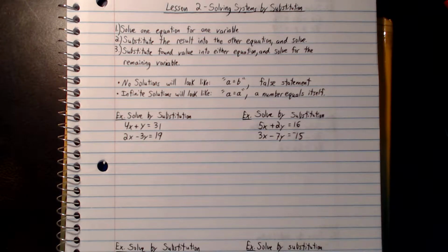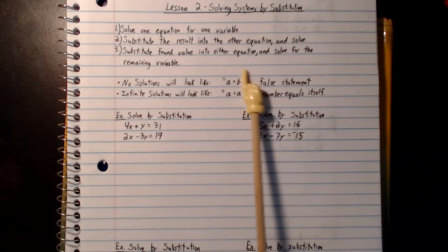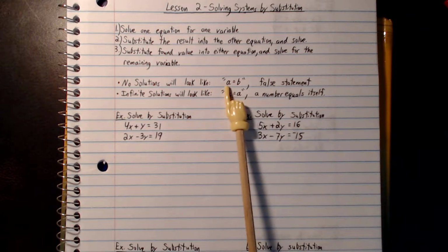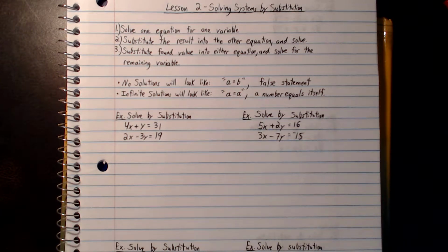Remember, no solutions graphically was where they didn't intersect. They were parallel, right? Algebraically, we're going to end up getting some sort of false statement, right? We'll end up with a number equaling some other number, something that's not true, like maybe 1 equals 3. Right? If we get something false, it's not going to work. There's no solutions.